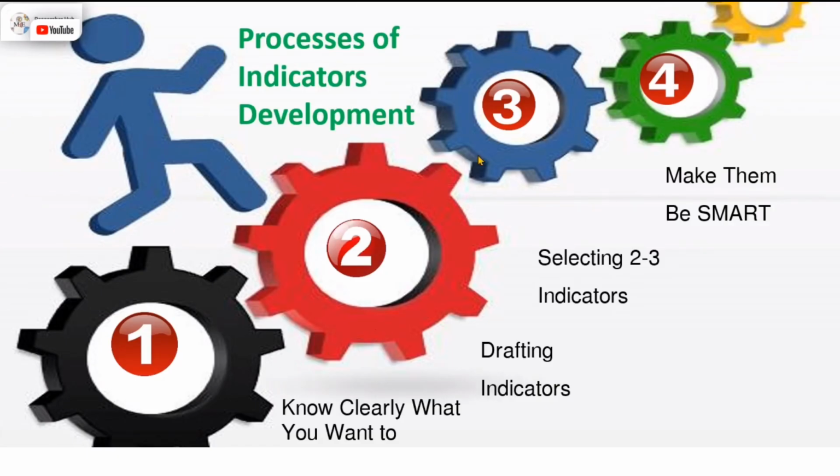And for developing indicators, we have four steps as here. The first step is that we need to understand clearly what we would like to measure or what change we would like to see from our project. In the second step, we can track indicators based on the change we would like to see. In the third step, we need to select two to three indicators from the potential list. Last but not least, we need to make them SMART or good indicators, as we just discussed.